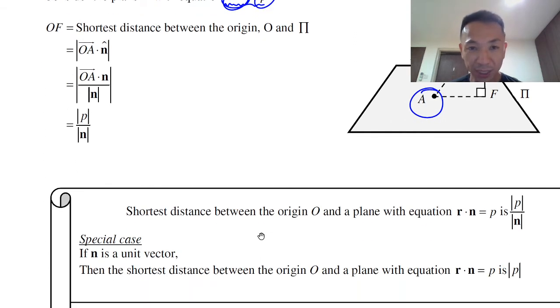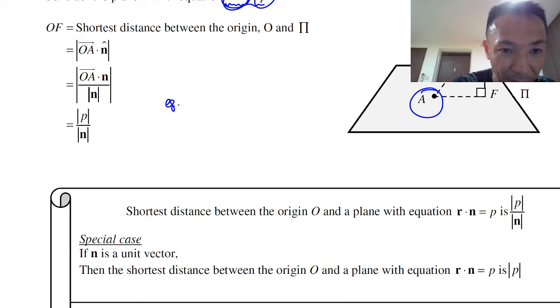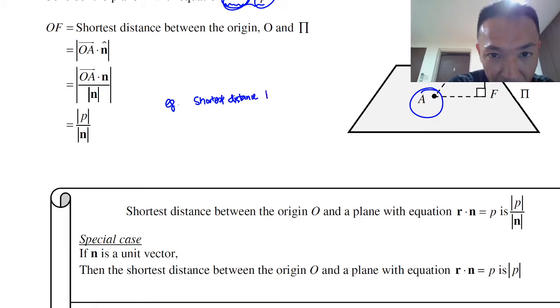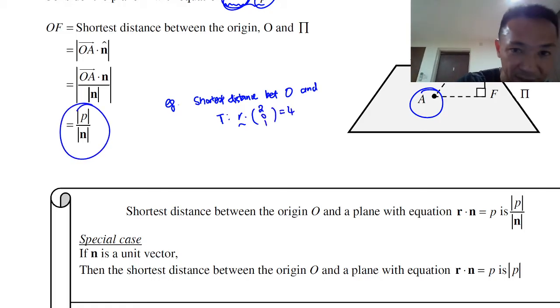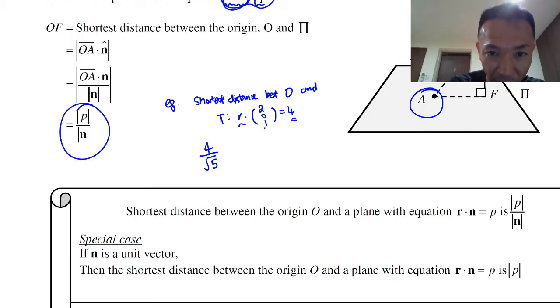So the shortest distance, I give you an example. Find the shortest distance between the origin and the plane r dot (2, 0, 1) equals 4. Now using this idea, it will just be 4 over root 5. Done. Because it is mod P over magnitude of N.